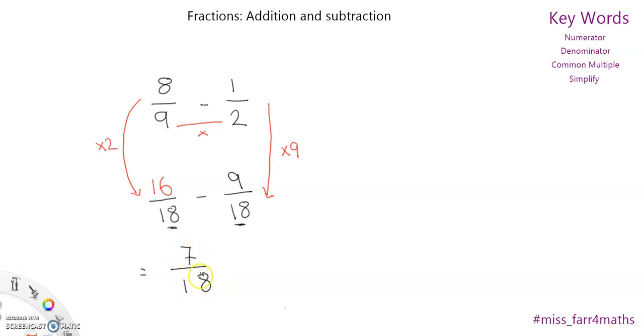Now can we simplify this? Is there a number that goes into 7 that also goes into the 18? No, there isn't. So that is our final answer.